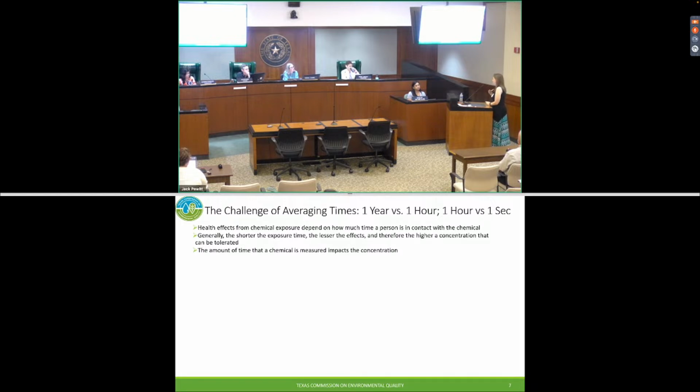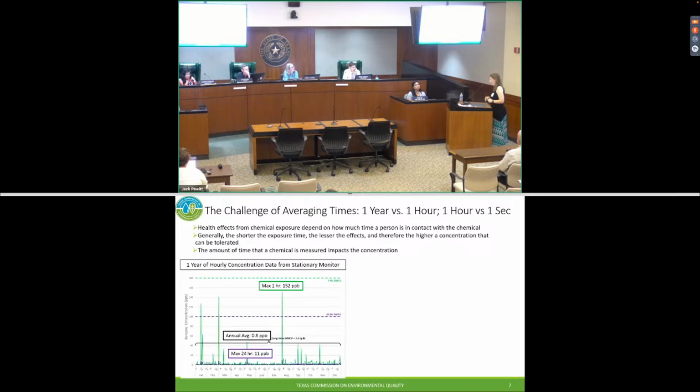So in terms of health effects, how long you're exposed matters. In terms of concentration measurements, how long that measurement is collected for also matters. And that's because air concentrations of chemicals are not homogeneous. They go up and down even when you have a source. And so just as an example, these are 1 hour benzene concentrations that were measured over a 1-year period at one of our stationary monitors.